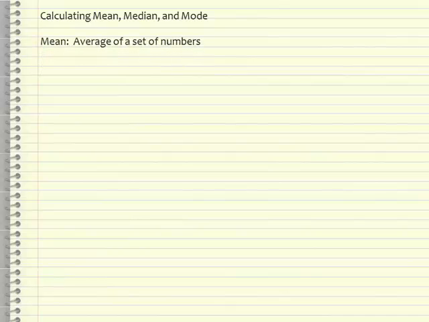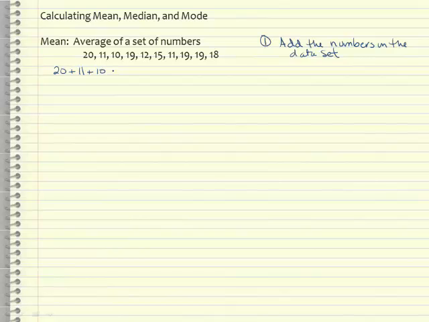Okay, in order to calculate the mean, median, mode, we just did a brief one, but I'm going to go over this in more detail. So step 1, add the numbers. Okay, so I'm going to do 20 plus 11 plus 10 plus 19 plus 12 plus 15 plus 11 plus 19 plus 19 plus 18. This gives me a total of 143.